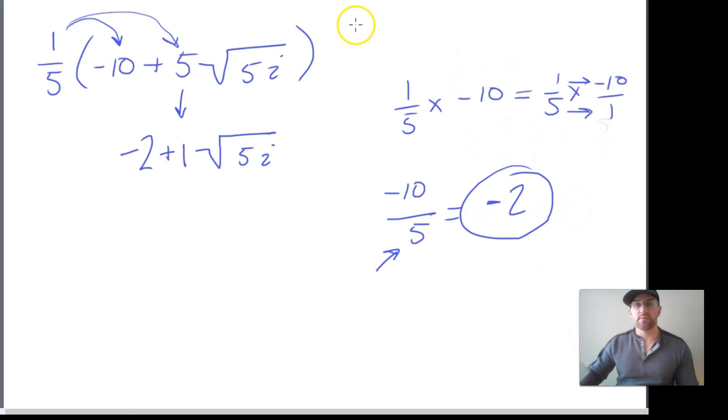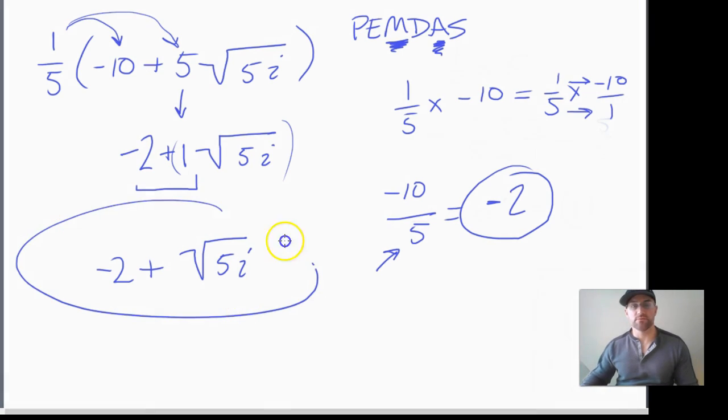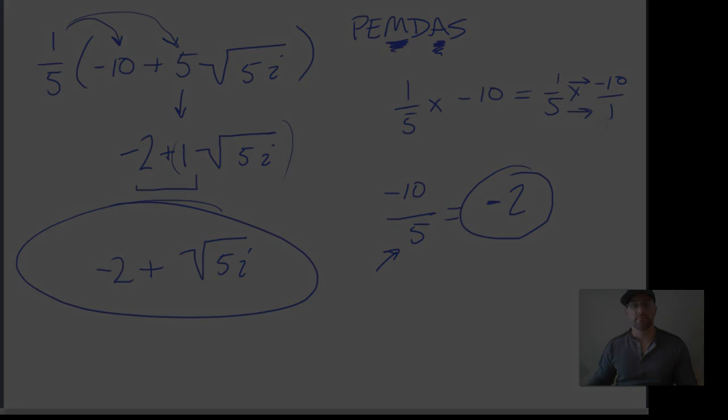Well, what's our order of operations? Let's go up here, PEMDAS. So what's the next thing that we need to do? We don't want to make the mistake and add those two together, do we? Because multiplication comes before addition. So we first need to multiply that positive 1 times square root of 5i. Well, 1 is the multiplicative identity, so it's just square root of 5i. And then we have negative 2 plus square root of 5i. All right, cheers.